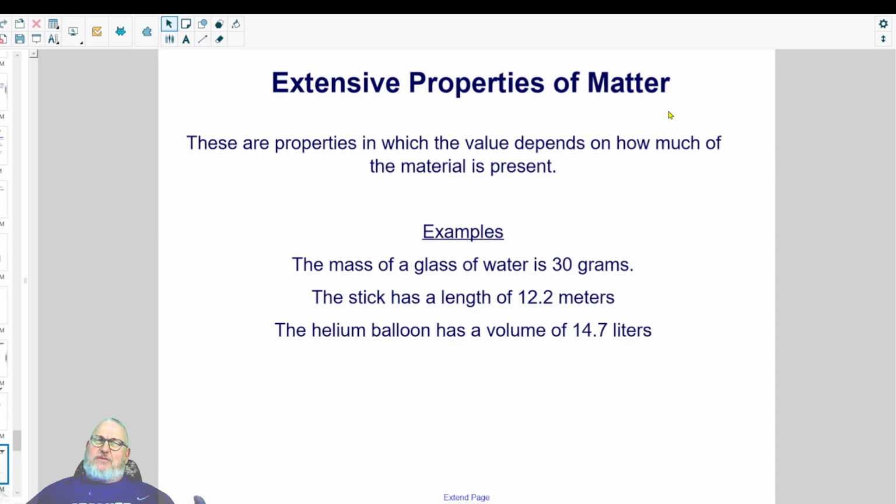Extensive property, and we're going to talk about these for the rest of the year. These are the properties in which their value depends on how much of the stuff or matter is present. So I can have different volumes of water. One can hold 30 grams, one can hold 50 grams. That's an extensive property. I can have a piece of wood that's 12 meters or 2 meters. Still wood, but there's different sizes. I can put 14.7 liters of helium into a balloon, or I can put 10 liters of helium. Okay? Those can change.